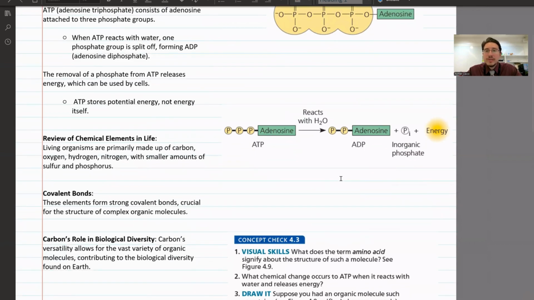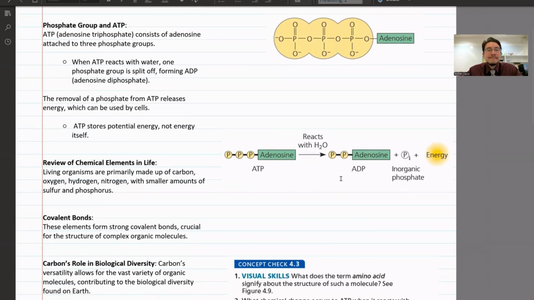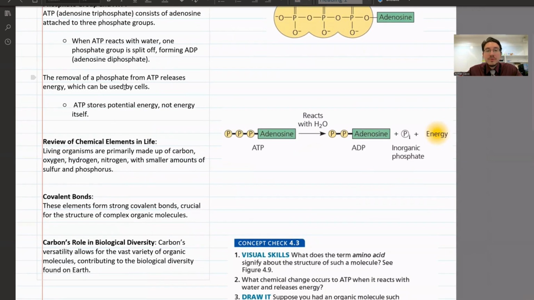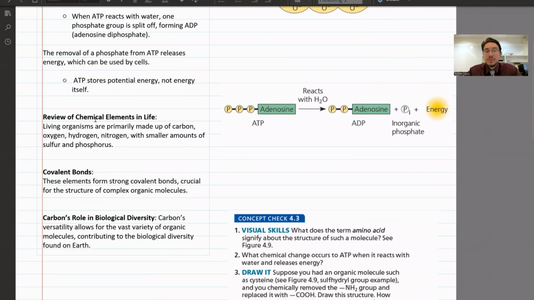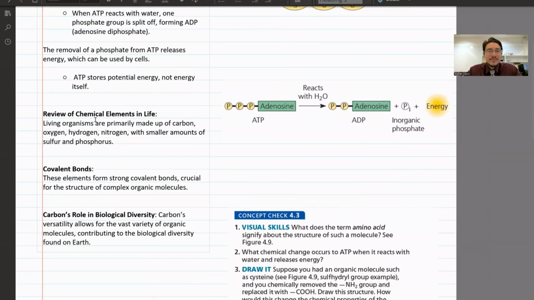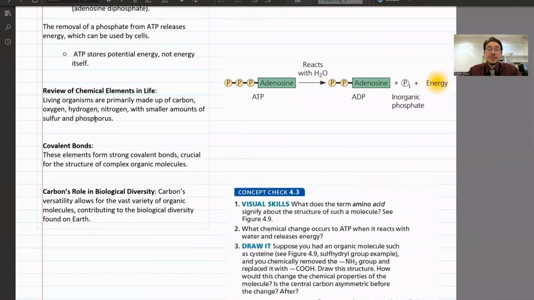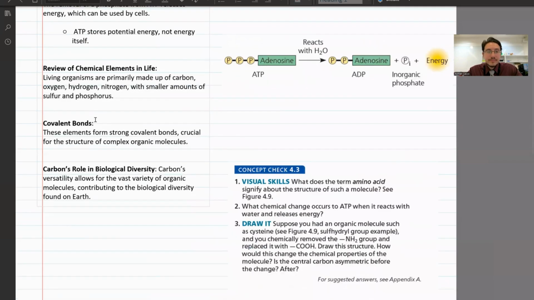Very, very important for cell respiration and photosynthesis. Okay, so the removal of phosphate from ATP releases a lot of energy, right? Which can be used by cells and by cellular processes. So ATP stores potential energy. Okay. Not energy itself, but potential energy.